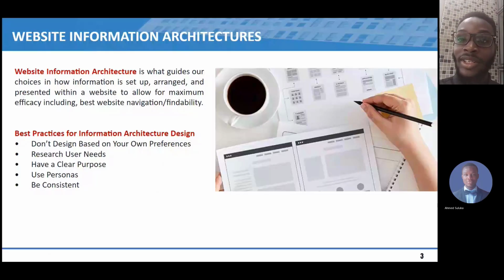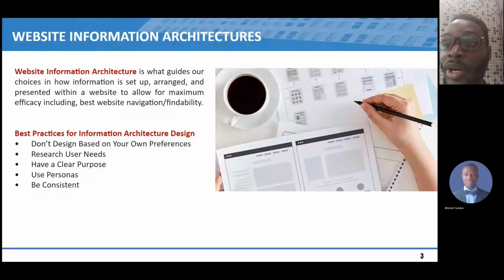My name is Oluwashola David, and I'll be talking on website information architecture. Website information architecture is what guides our choices in how information is set up, arranged, and presented within a website to allow for maximum efficiency, including the best website navigation. The main goal of information architecture is to ensure that the content on your website is clear and easy to understand so that your users are able to access it with fewer efforts.